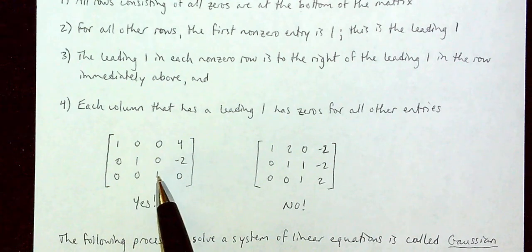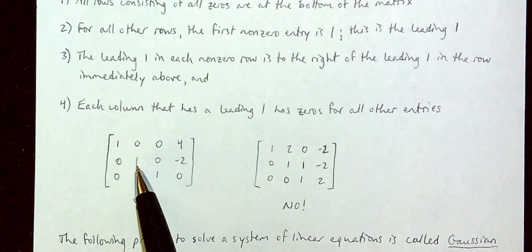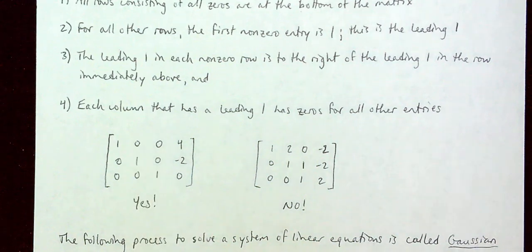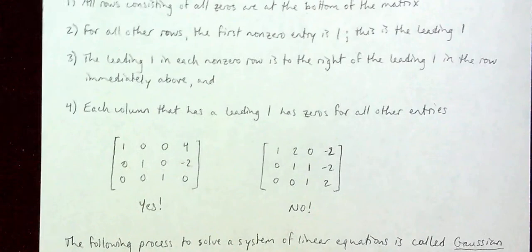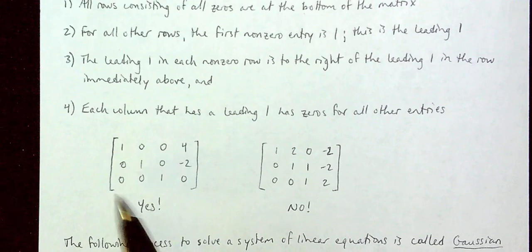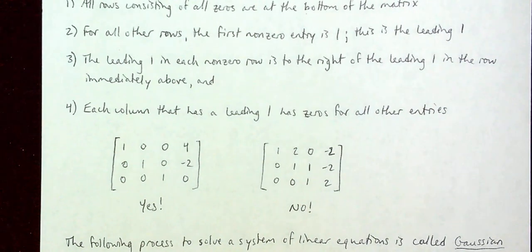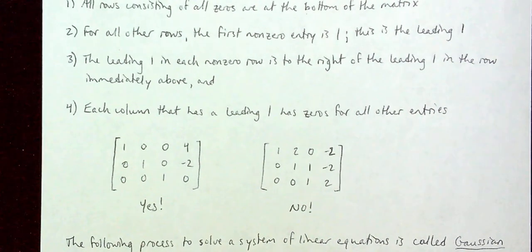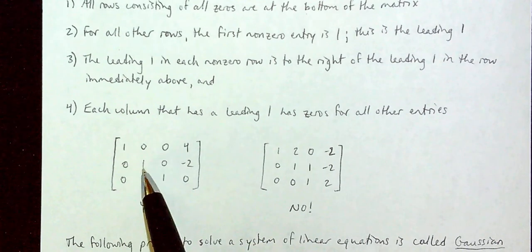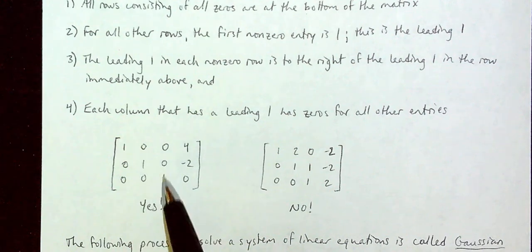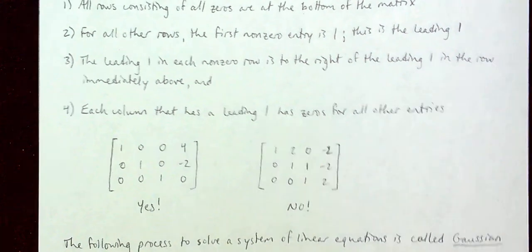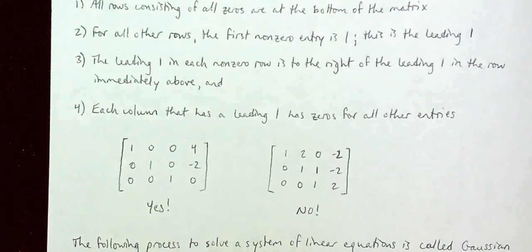Oh, this 1 is to the right of that 1. Go up 1 more row. Oh, this 1 is to the right of that 1. So that's fine. And fourth, each column that has a leading 1 in it has zeros for all the other entries in that column. Leading 1 in here, the other entries are zeros. Leading 1 here, other entries are zeros. Leading 1, other entries are zeros. So that is an example of a matrix that is in row-reduced echelon form.